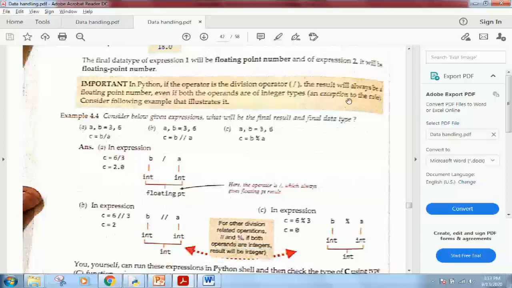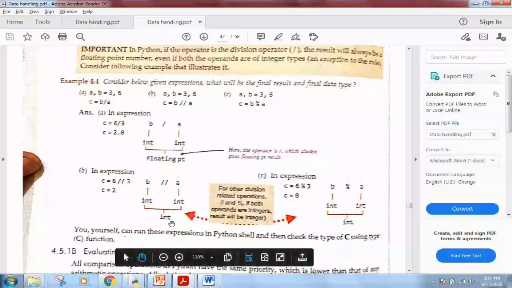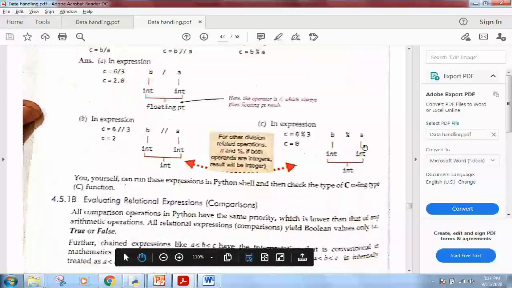Whereas there is an exception to the rule: for floor division or for remainder, this will not apply. If both are integers, then the answer can be an integer also. Since 6 divided by 3 can be an integer also, that is 2, and the modulus operator can also give an integer when both are integers.